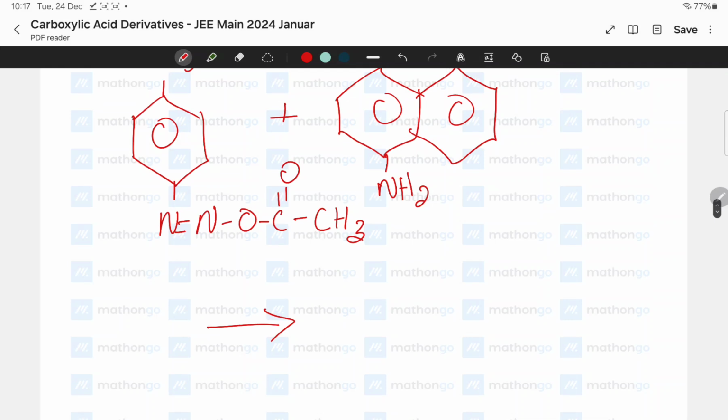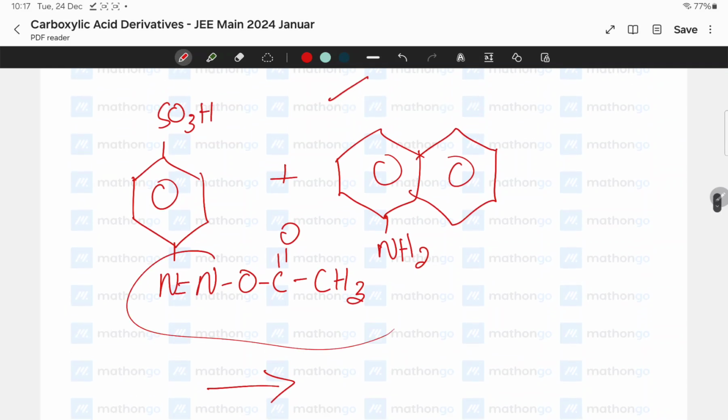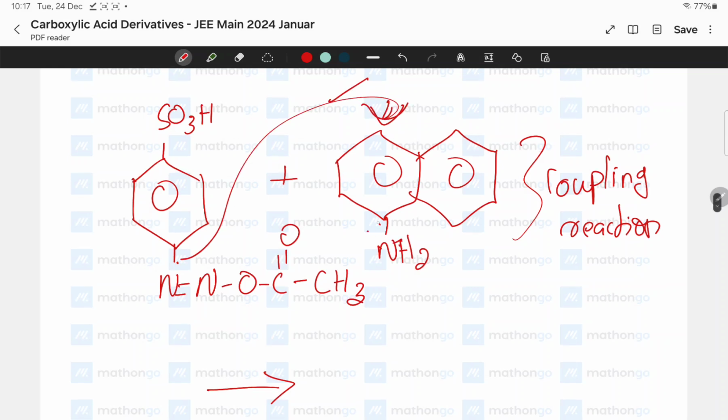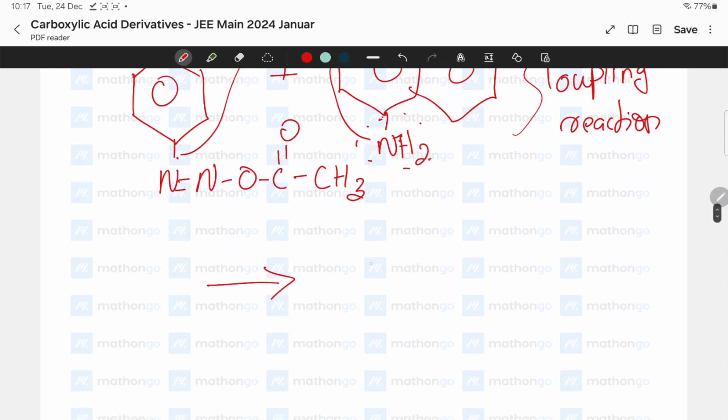How will the dye be formed? Look, you know that if this thing is here, dye formation is preferred. You have learned in your carboxylic acid chapter about the coupling reaction. Here a coupling reaction will happen. This will go and join the para position of this NH2 group.